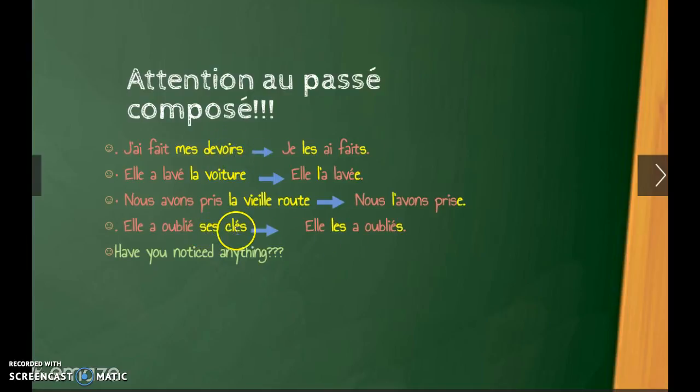In the last example, elle a oublié ses clés. She forgot her keys. Ses clés is a plural noun, her keys. And if I replace it by a pronoun, I need to use les. And I'm going to put it before the verb. Elle les a oubliés. Oublié, she forgot them. So my past participle here again takes an S because clés is a plural noun. Okay, so you really have to remember that rule that a past participle agrees in gender and in number with the noun that it is referring to. D'accord?